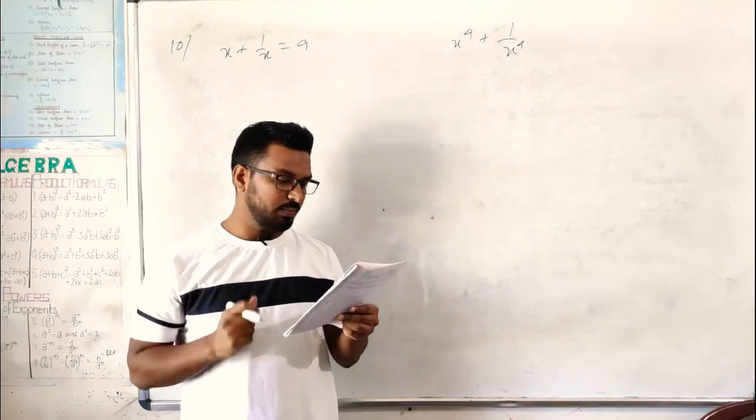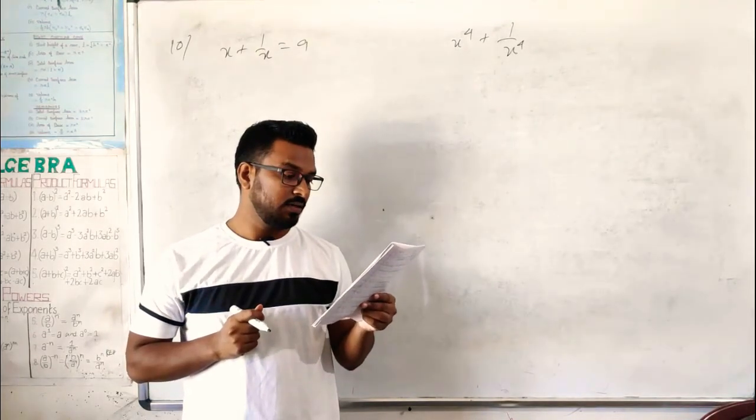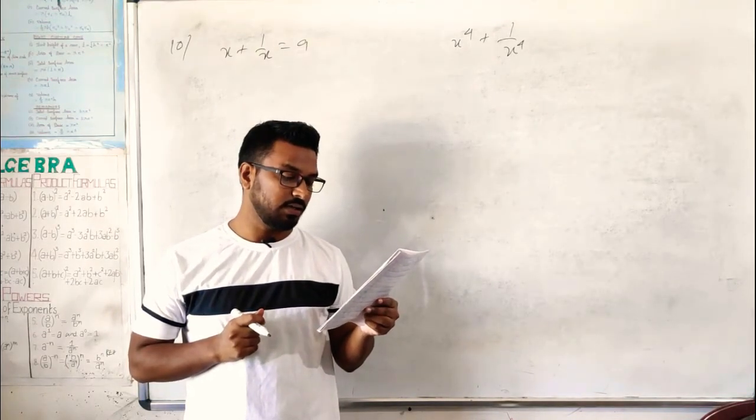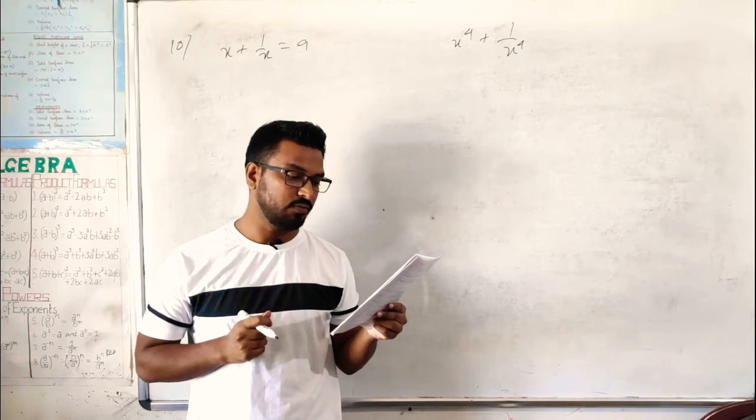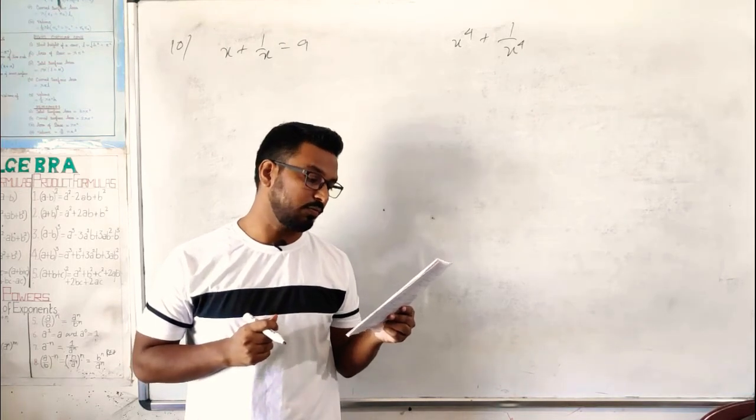So the value of x square plus 1 by x square is 23. Fine. Question number 10 is given. If x plus 1 by x is 9, find the value of x to the power 4 plus 1 by x to the power 4.